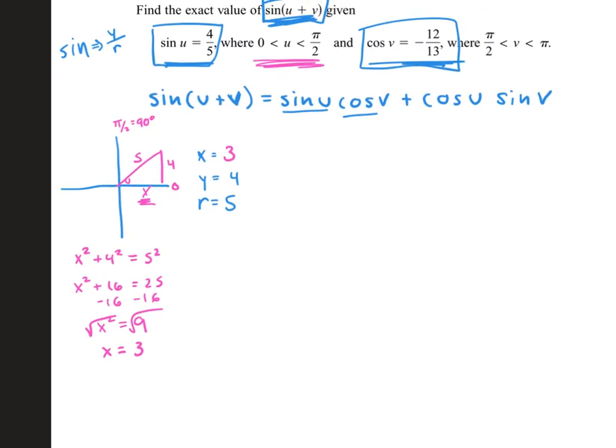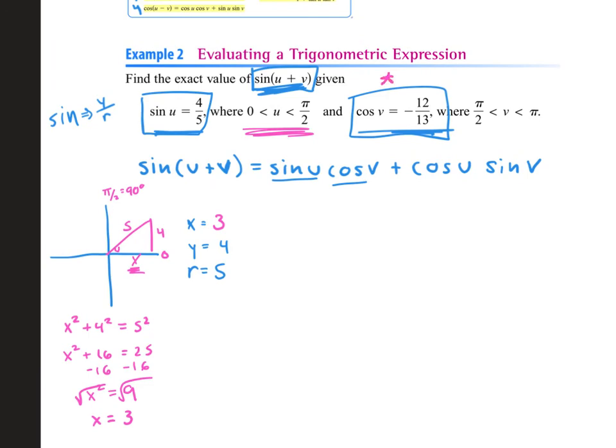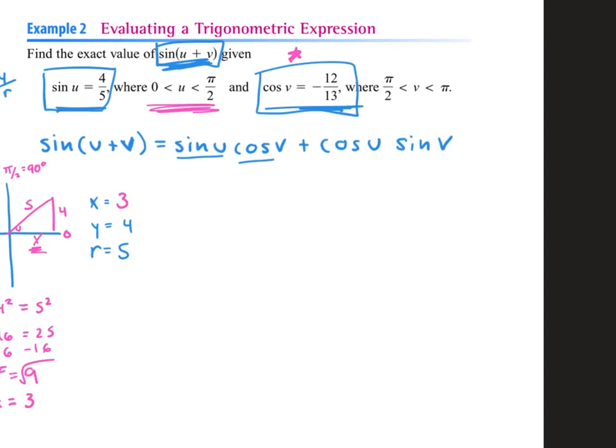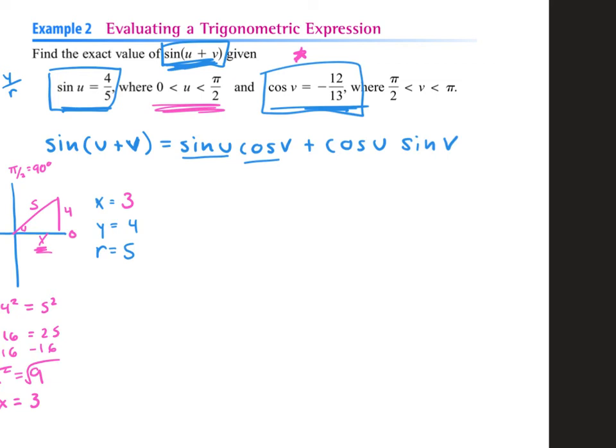We need to do the same thing for our other triangle here with v. So what is the cosine in terms of x, y, and r? X over r. What do you think that this negative goes with? Does it go with the x on top or the r on the bottom? The x. Why? Because the r can't be negative. Awesome. So our radius can never be negative. So that negative has to go with the x.